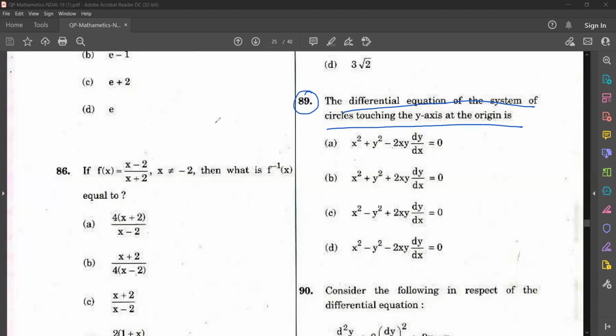Okay, how would you proceed? They are asking for the differential equation of the system of circles touching the y-axis. So, what is the general equation of a circle? x minus h the whole square plus y minus k the whole square is equal to r square. This is the general equation of a circle. And here they are saying that it is touching the y-axis at origin, isn't it? So I can rewrite the equation as x minus h the whole square plus y square is equal to r square, isn't it?